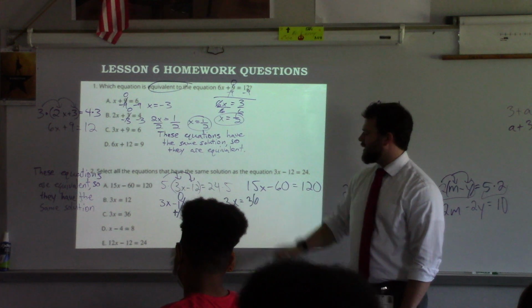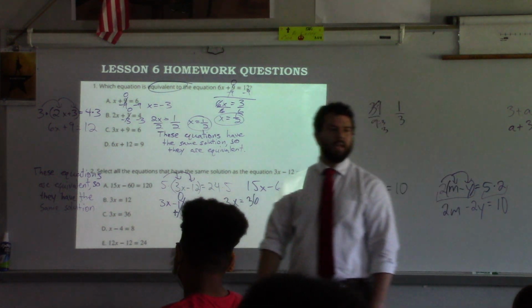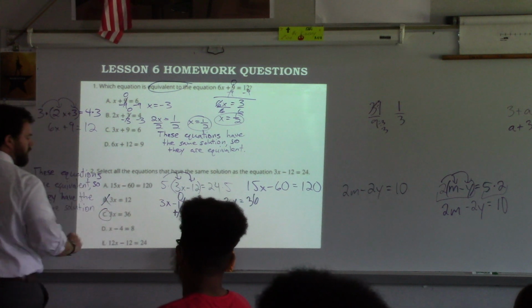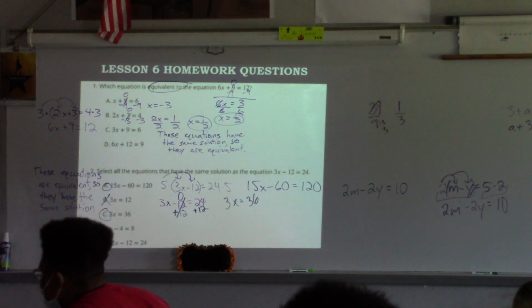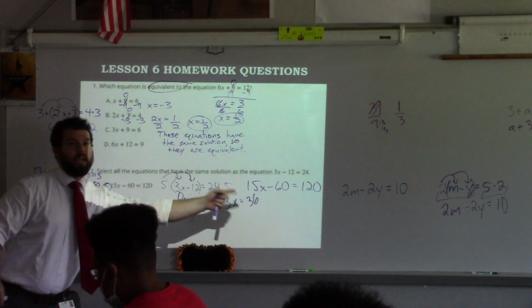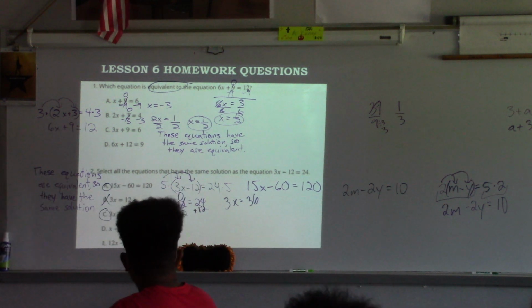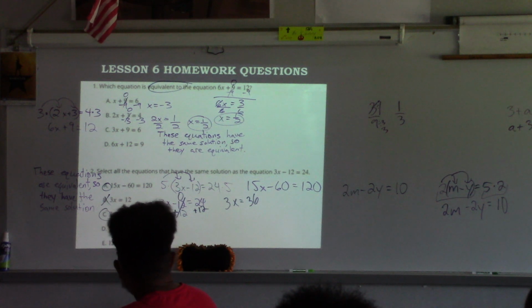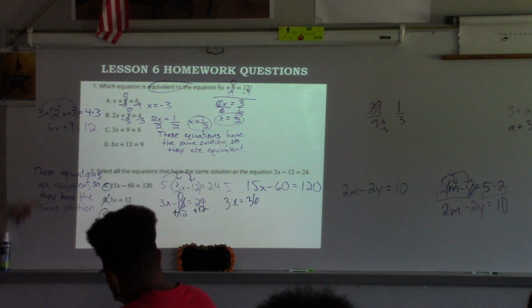Is that B? No, that is not a B. That's C. I don't even have to do anything else, right? That is literally 3x equals 36. Done. If I wanted to solve it, I would divide by 3. But I didn't want to solve it. I just wanted to find the equivalent equation because I've already said equivalent equations have the same solution.